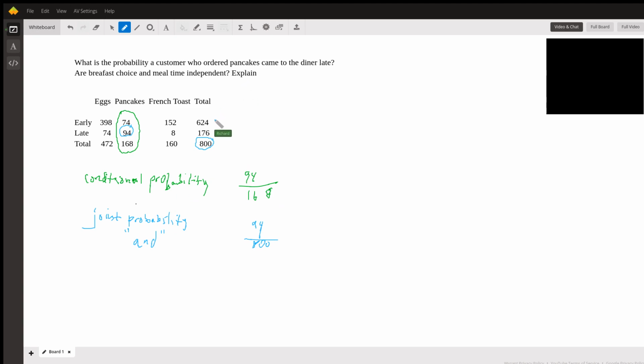And on these standardized tests that I mentioned, they will test you on conditional probability and joint probability. And you may very well have a statistics unit in your Algebra 2 class or something like that, in which case hopefully it'll cover this as well.